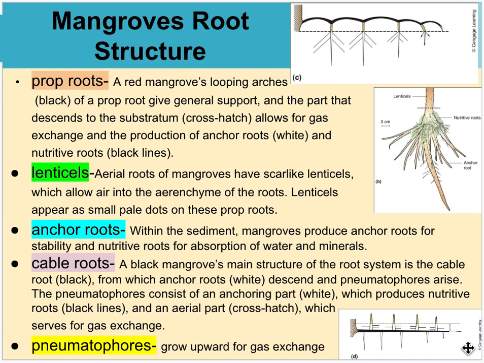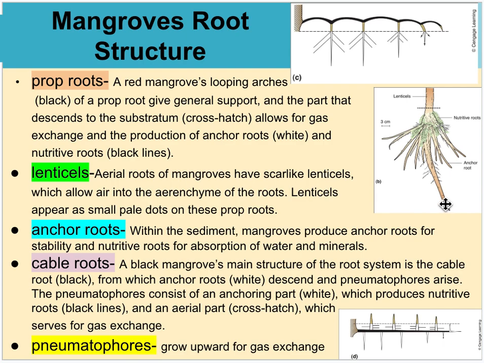So a prop root will give general support down, and it basically connects different roots down below. You'll have the lenticels, which are like the little warty places on them that allow for gas exchange. You'll have an anchor root that really just, its job is just to hold the tree into the sediment.